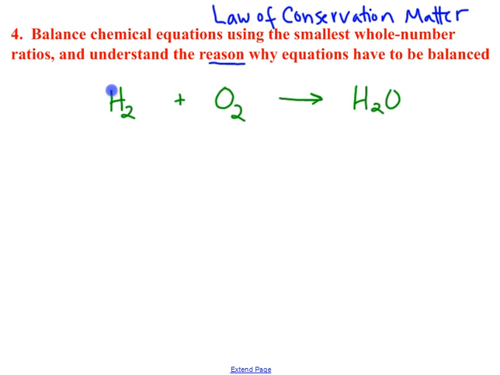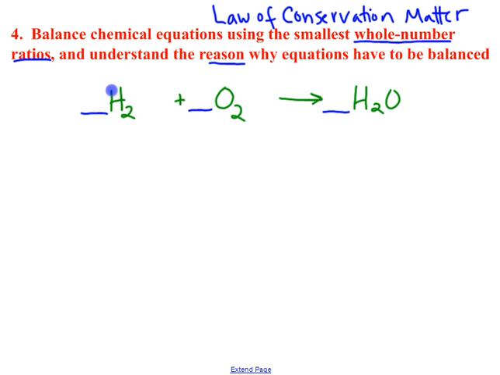Now the first thing I'm going to do is I'm going to put a line in front of each one of these chemical formulas because the line is a blank space. And in this blank space we are going to put what are called coefficients. These coefficients are going to be a whole number ratio, so we can't have fractions in those blank spaces.